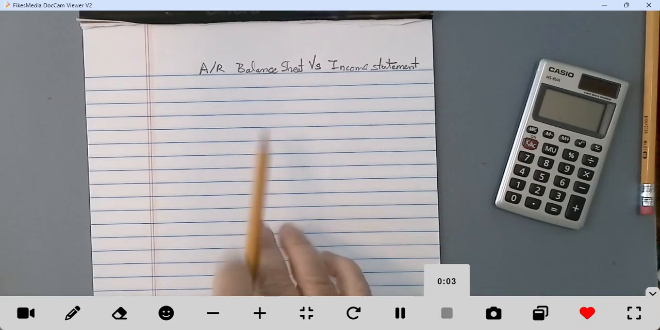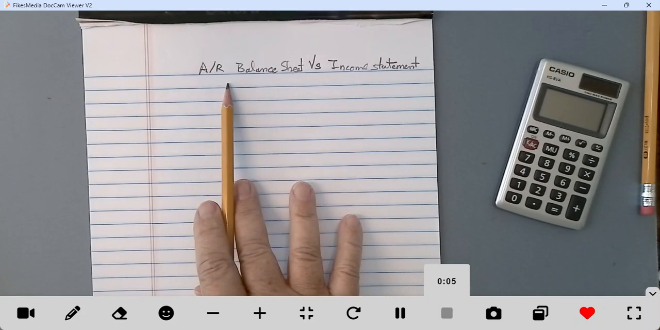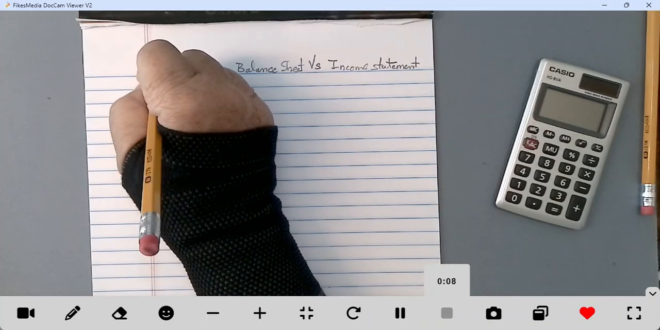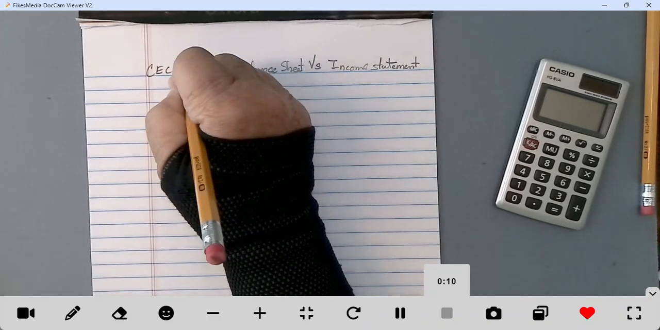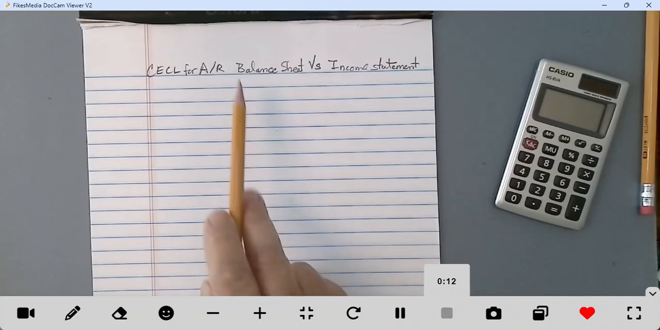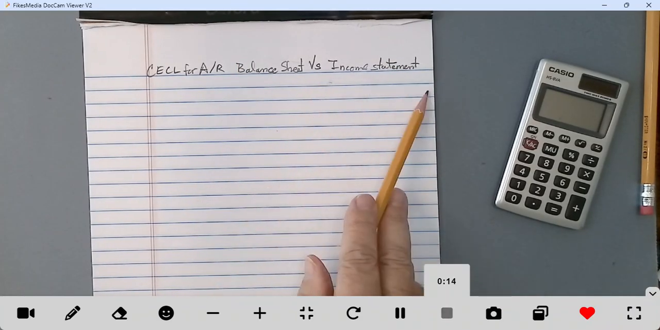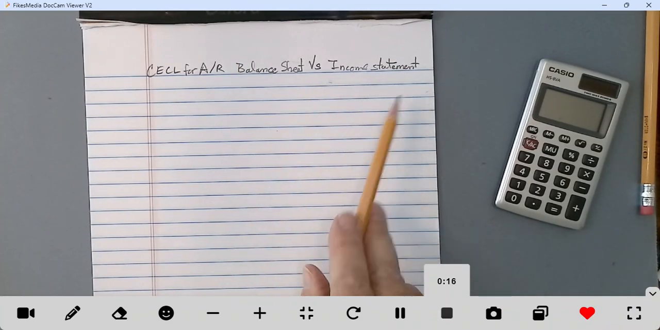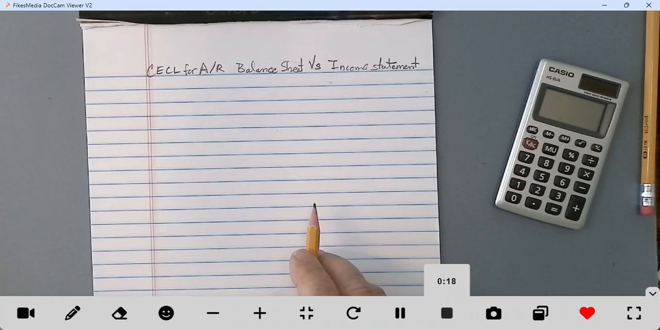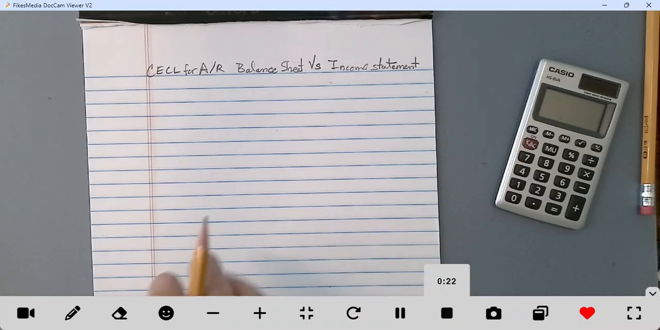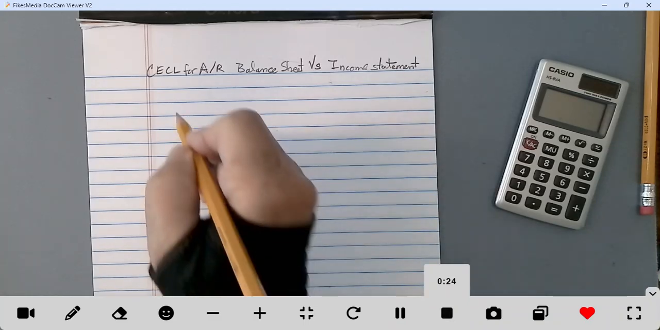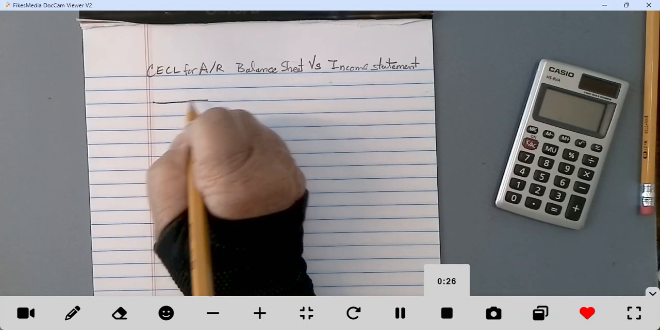Okay. Accounts receivable, the allowance account, or accounts receivable using the balance sheet and the income statement. So let's begin with some data. We have data. Accounts receivable balance at the beginning of the year is $300,000.